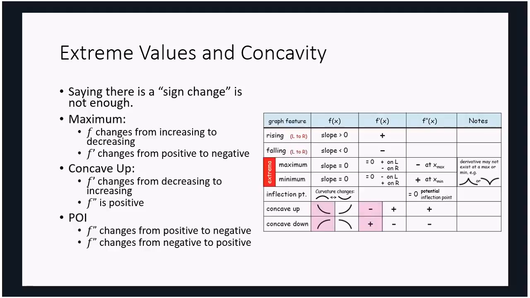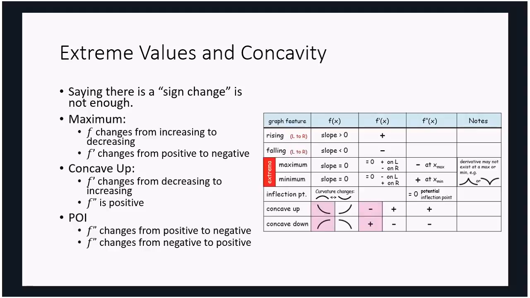Remember, I said a few minutes ago, for a point of inflection, we have to say there is a sign change in order to justify that point of inflection. But just saying a sign change is just not enough. If I want to talk about a point of inflection, I need to say that f double prime changes from positive to negative, or vice versa.